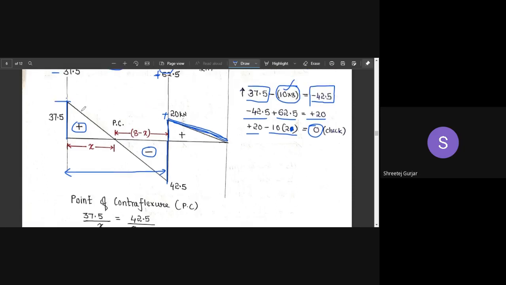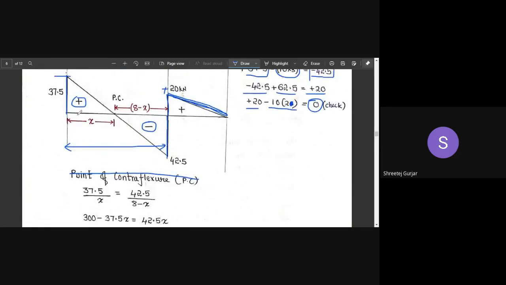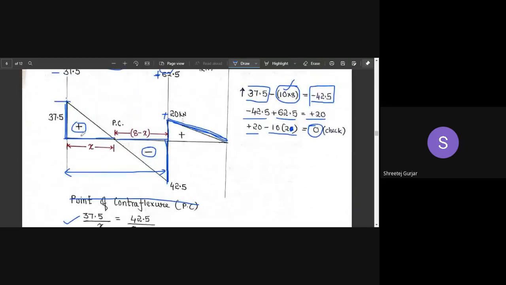So you can apply the similar triangles rule. So 37.5 divided by x is equal to 42.5 divided by 8 minus x. A similar triangle rule we have applied. You can solve for x, and you will get the distance x, that is 3.75 meters. So this distance is 3.75.